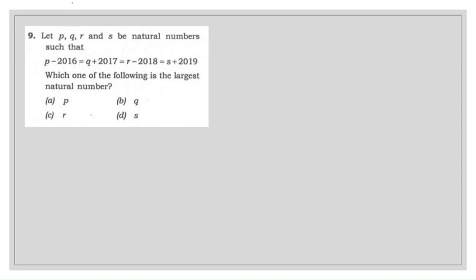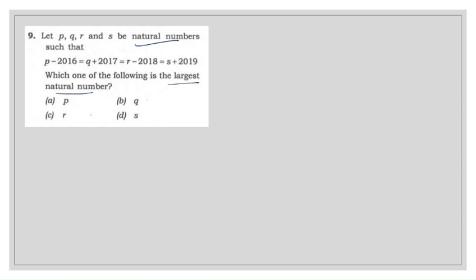The next question says let P, Q, R and S be natural numbers. So the first thing that we know is that all these numbers are natural numbers such that P minus 2016 is equal to Q plus 2017 is equal to R minus 218 is equal to S plus 2019. Now they're asking which one of the following is the largest natural number. So it is asking which of P, Q, R and S is the largest, which has the largest value possible in terms of natural number.